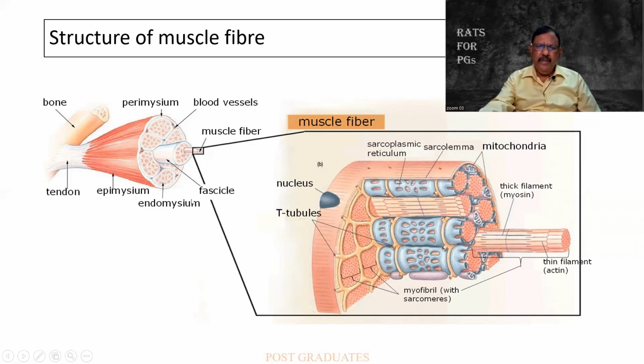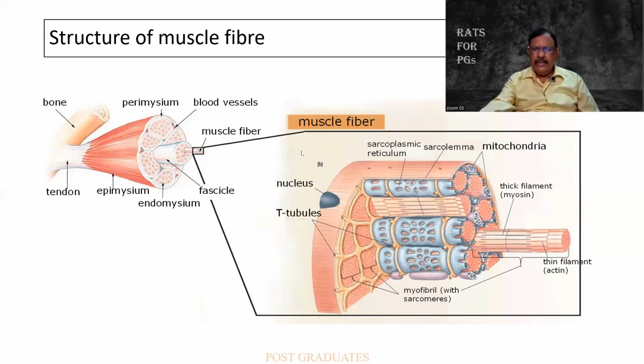The muscle itself is externally covered by epimysium, and within it is the perimysium. And these are the muscle bundles. The muscle fibers are here, and each one is a fascicle. There can be septae over here. In the periphery, there can be blood vessels.